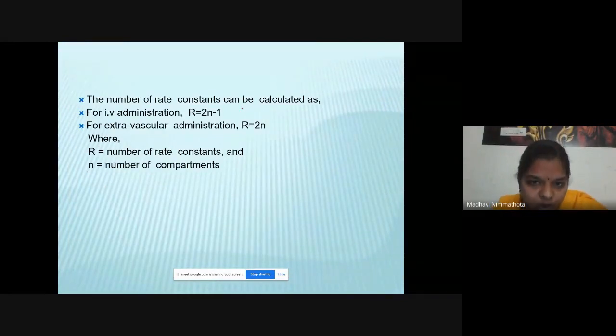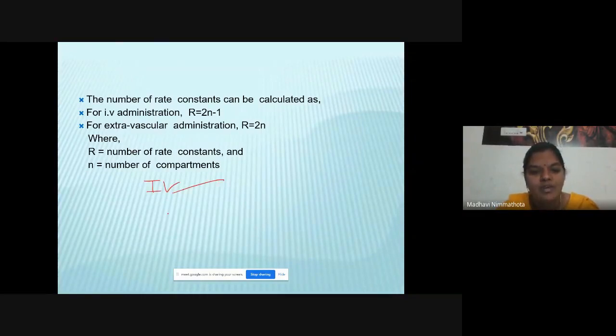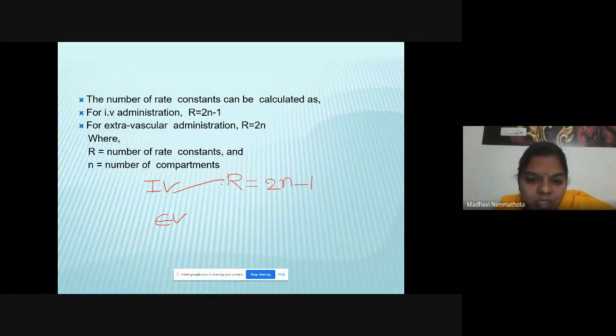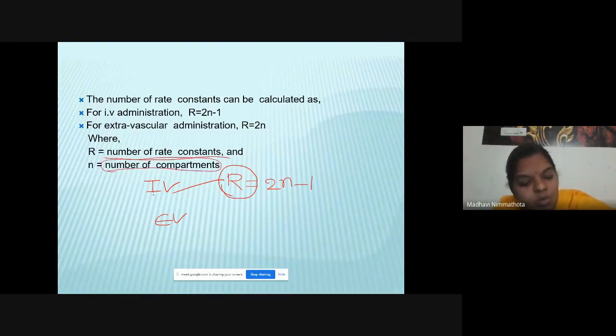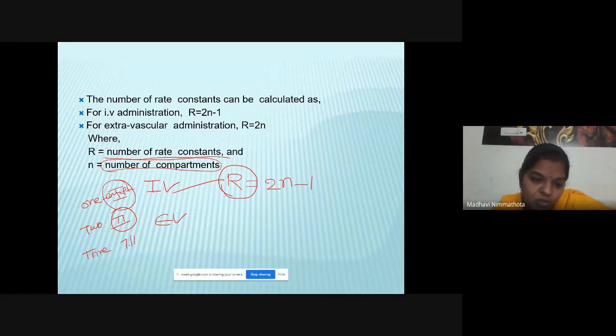So then the number of rate constants can be calculated. Here you need to concentrate only on two routes, right? One is IV and the second one is extravascular, right? So in case of IV, what I wrote here: the number of rate constants, I am telling you, is 2n minus 1. See, R is representing the number of rate constants. See carefully, number of rate constants. And n is the number of compartments. So how will the compartments be in case of intravenous? There is a presence of only one compartment in case of one compartment open model. In case of two compartments, there is a presence of two compartments only. In case of three compartments, there is a presence of three compartments, right?